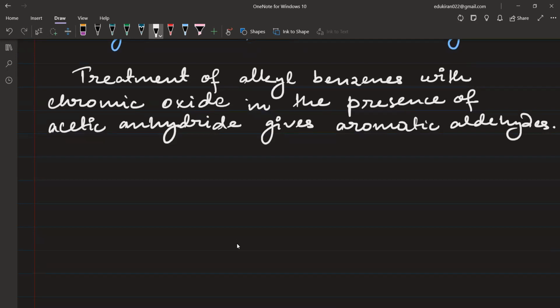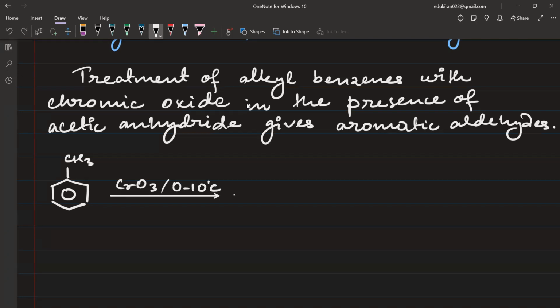In this reaction, we have the same methyl benzene. The reagent that we are going to use is CrO3 at somewhere around 273 or 283 Kelvin. That is going to give you 0 to 10 degrees Celsius. And then you have (CH3CO)2O.